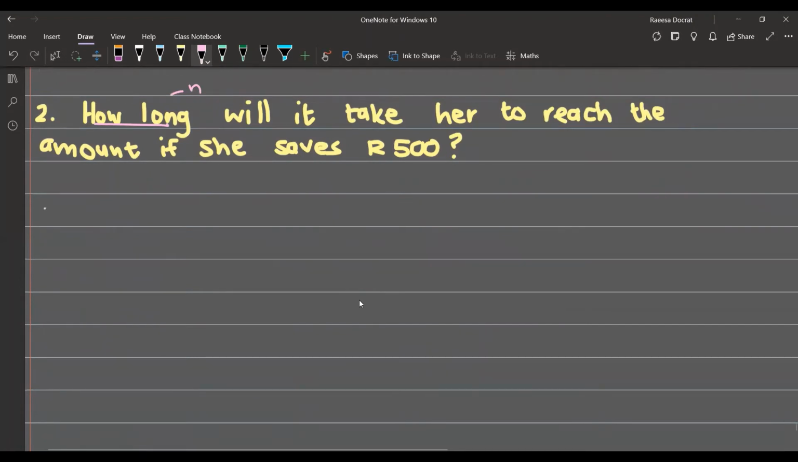So again, let's write down what we're given. The monthly payment is 500 Rand. This time N is what we're solving for. The future value, we want to know how long it will take her to get to 40,000 Rand. The interest rate is the same.